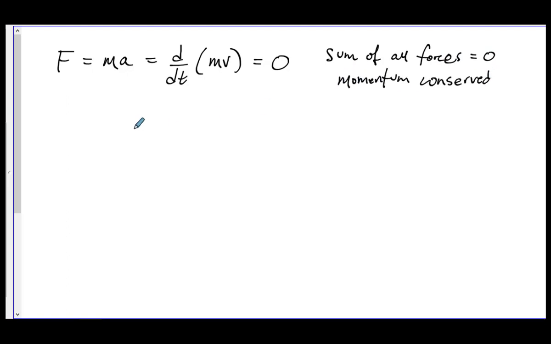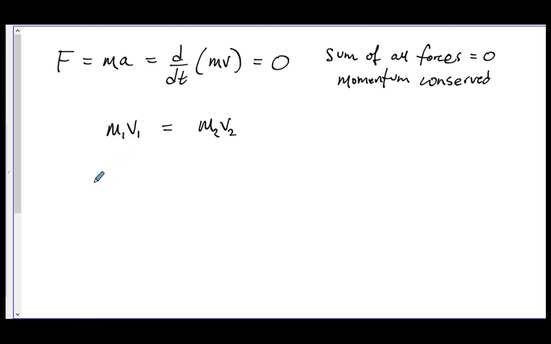What I mean by that is that the momentum doesn't change. Its change over time is 0. Its derivative with respect to time is 0. So we can write that as an initial momentum, mass at time 1, velocity at time 1, equal to some mass later at time 2, and velocity at time 2.